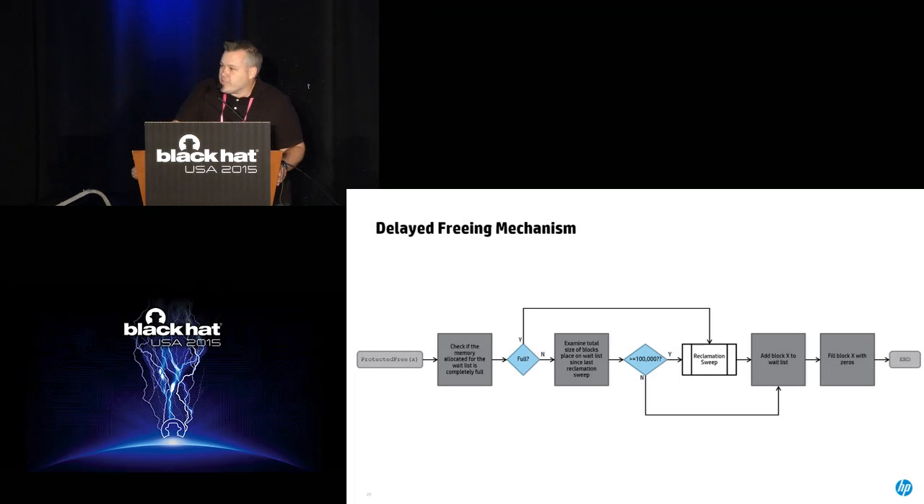Another key point to understand about protected free is that when protected free is called on an object, it's guaranteed that that object will not be reclaimed in that running of protected free, but it will be added to the waitlist. And so these two things, the decision on whether to do a reclamation sweep and the fact that the block is added to the waitlist at the end of protected free, can be used to generate an attack.